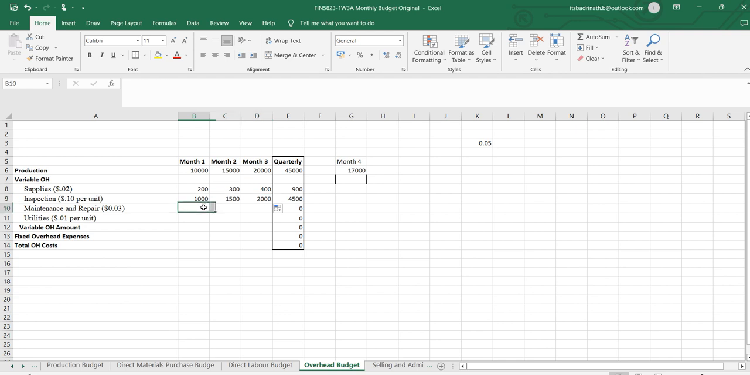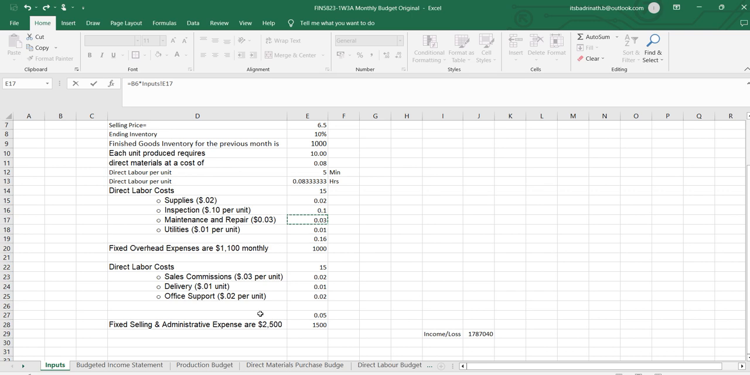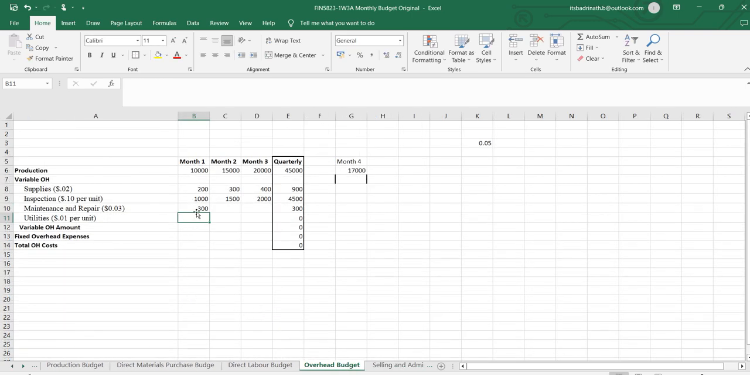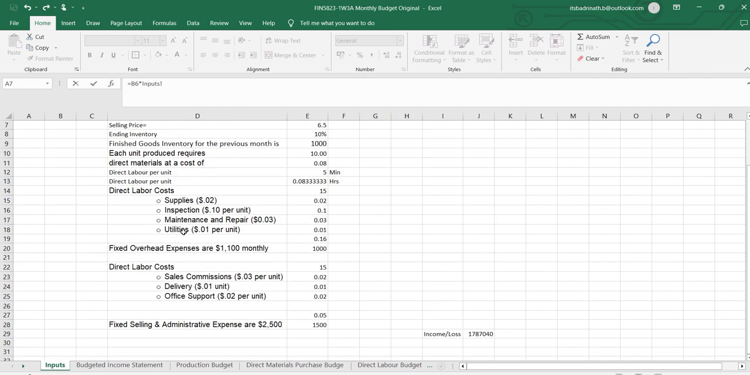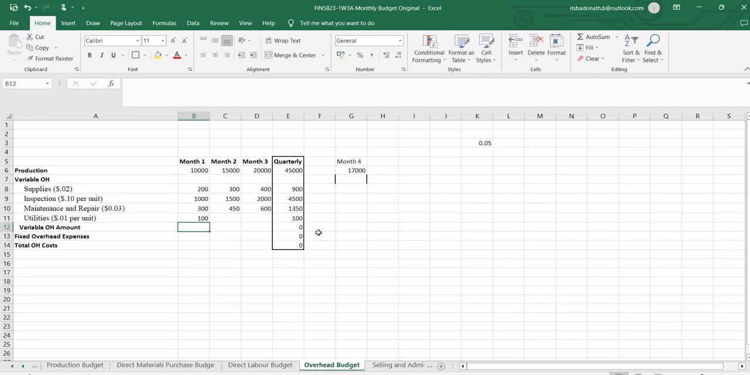Again, maintenance: taking this value of input, going to the input sheet, I will be taking the maintenance input value. Now again I am making it static, dragging it for month 2 and month 3. It will automatically change that. Finally, we have utilities. For utilities also the same thing: number of units into per unit utilities cost. It is 0.0.